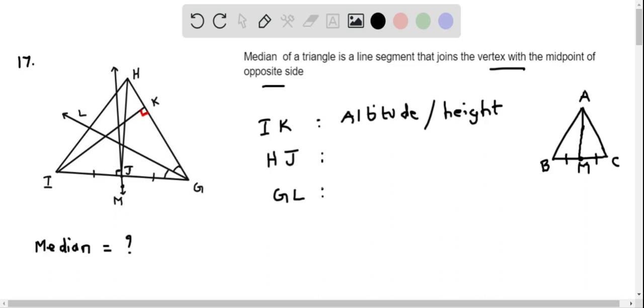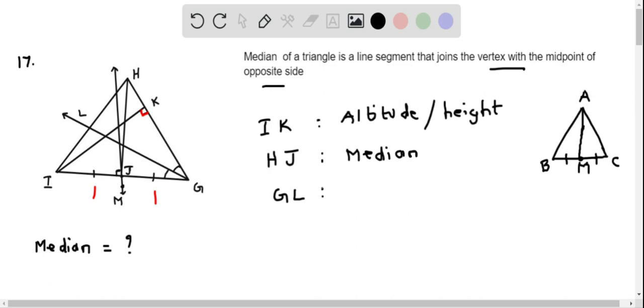Now let's look at the segment HG. So this is the segment from the vertex H to the opposite side IG, intersecting at J. In fact, J is basically the midpoint of IG, because we see these small ticks, this one as well as this tick. So this indicates J is the midpoint of IG. So this is a line segment which joins from H, one of the vertices, to the midpoint of the opposite side. So basically HJ is the median of this triangle.